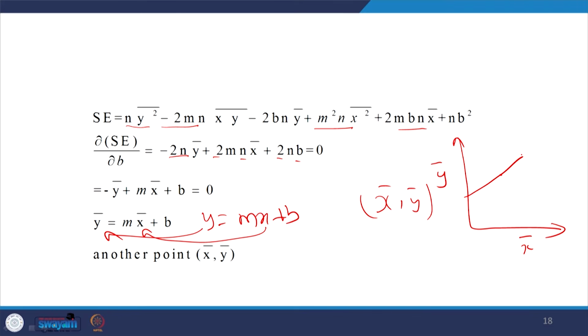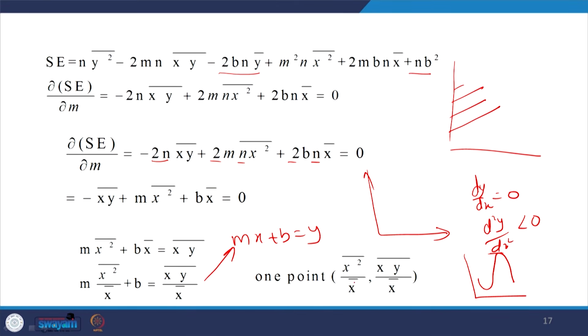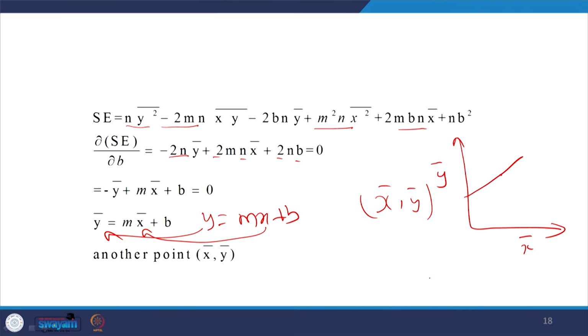So we got the 2 points, one is x bar comma y bar, the another point is x square bar by x bar comma xy bar divided by x bar. So when we know this is one point, the another point is x bar comma y bar. So if you want to know the slope of this equation, generally what is the slope formula, y2 minus y1 divided by x2 minus x1. When you use that formula, you will get the formula for slope.